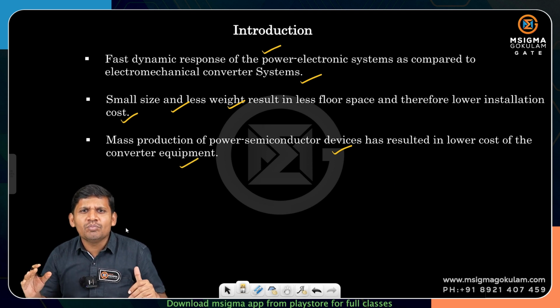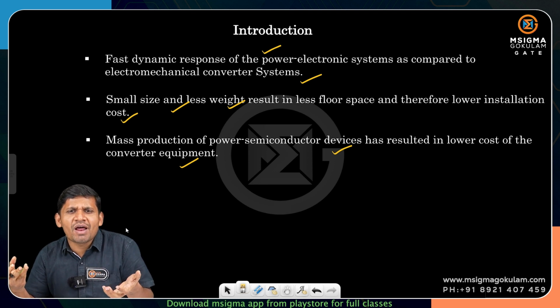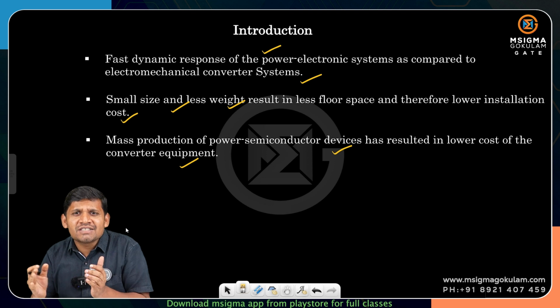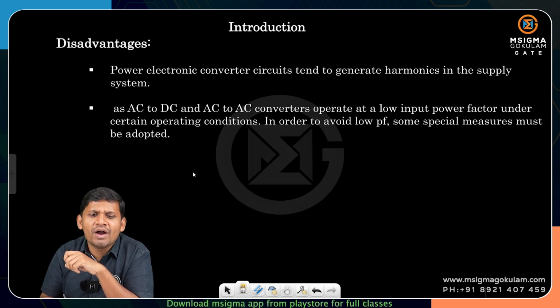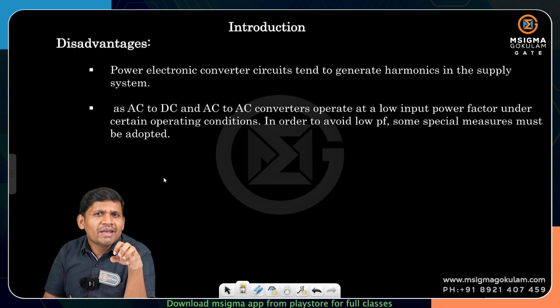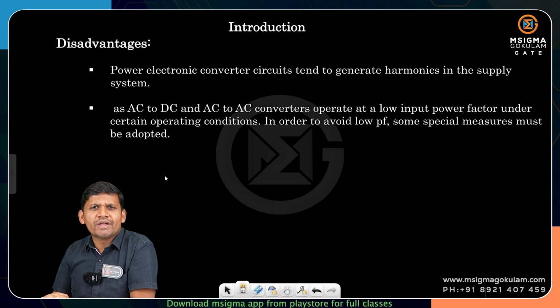You know that at a time, more number of semiconductor devices we have to produce. Once we can produce a more number of semiconductors at a time, the cost of the power electronic circuits is less. Okay, these are the advantages of the power electronics. But even though more advantages are there, there is one or two disadvantages also, students.